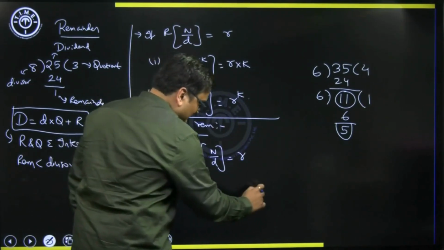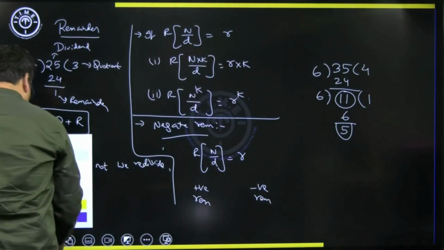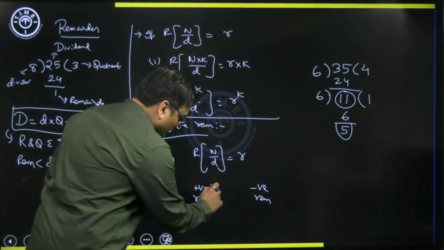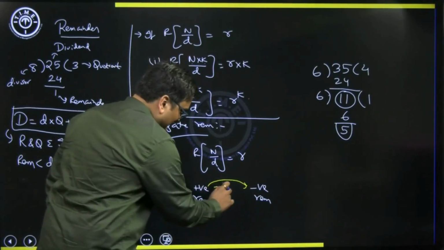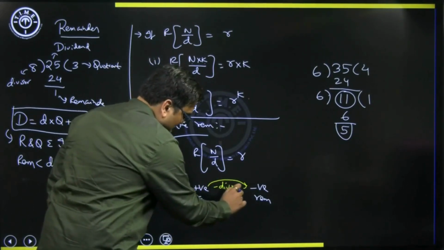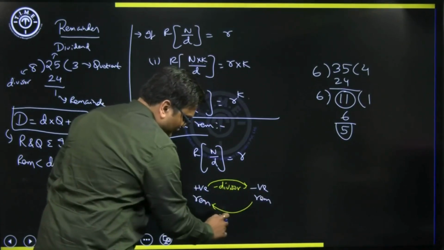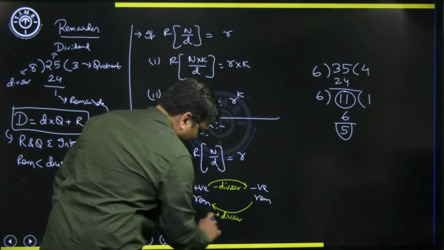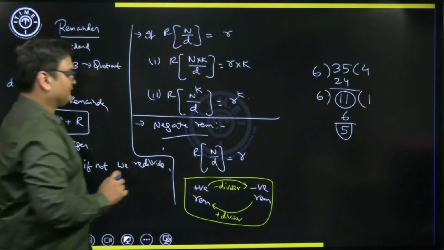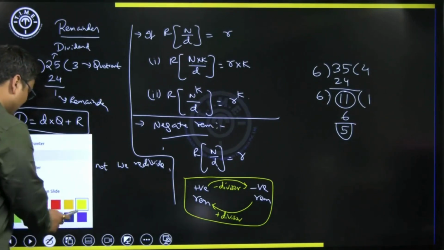Now, if I want the corresponding negative remainder from positive, how do we do it? The process is, if you want to convert positive remainder to negative remainder, you subtract the divisor. You will get the result. And if you want to convert negative remainder to positive remainder, you add the divisor. You will get the required result. So this is how we convert negative remainder to positive and vice versa, positive to negative.